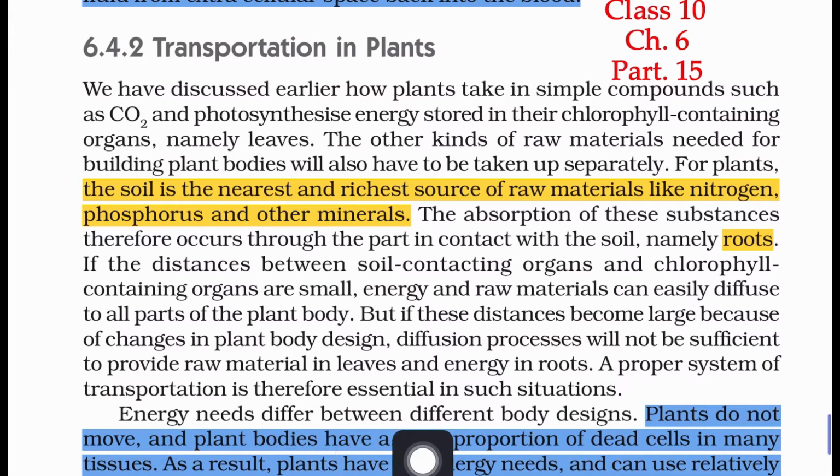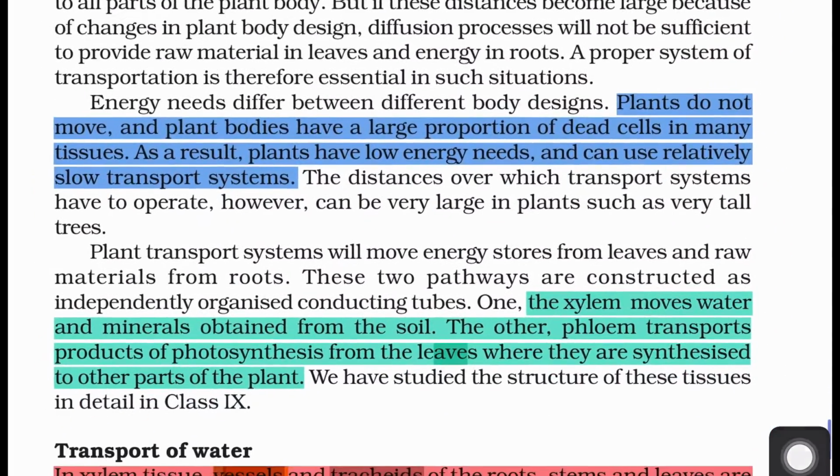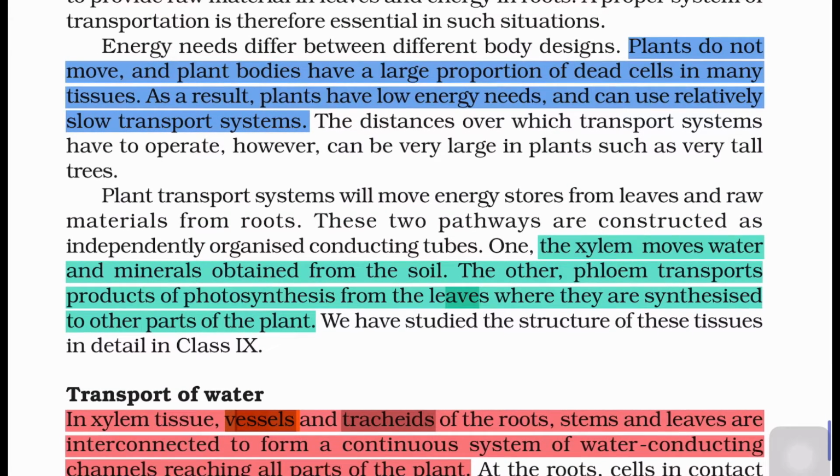Energy needs differ between different body designs. So the amount of energy required in plants will depend on different body design. Plants do not move, and plant bodies have a large proportion of dead cells in many tissues. As a result, plants have low energy needs and can use a relatively slow transport system. So here is one important question: why does the plant's body need low energy, and why is the transport system in plants slow? Number 1 point, plants do not move.